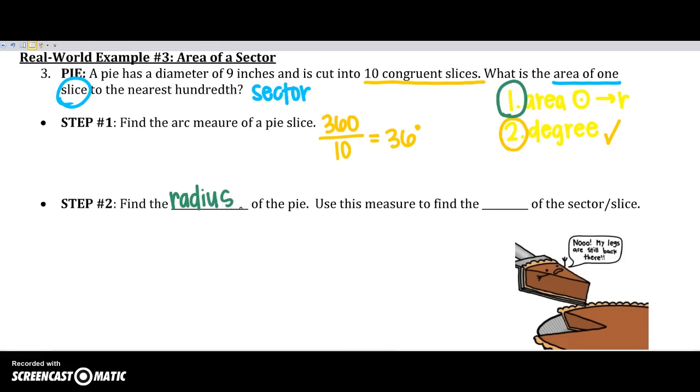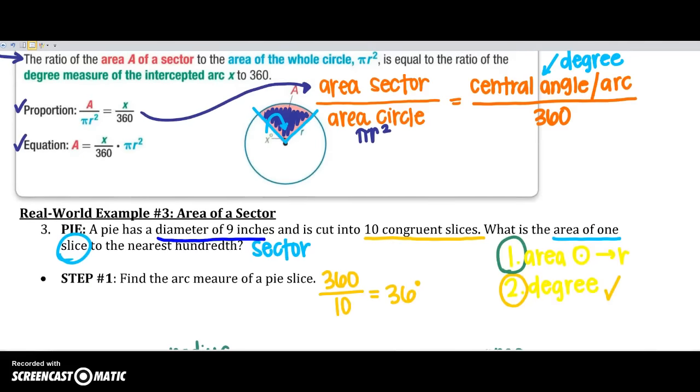So we need to find the radius of the pie, and that can help us find the area of the circle and of the sector. So we know that our diameter is 9 inches. So our D equals 9 inches. But to use it in our area equation, we need our radius. So we need to divide that by 2, which our radius becomes 4.5 inches. So then we're going to come back up here and use this equation.